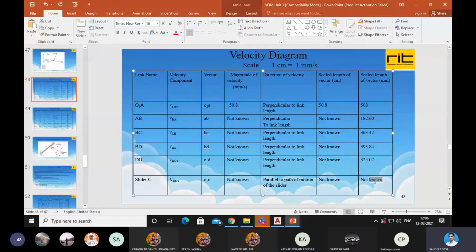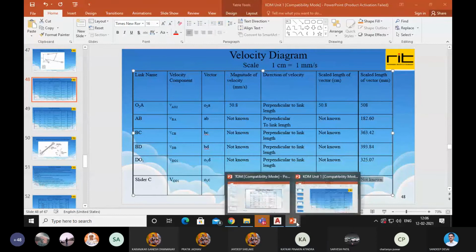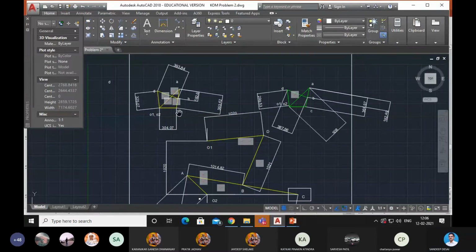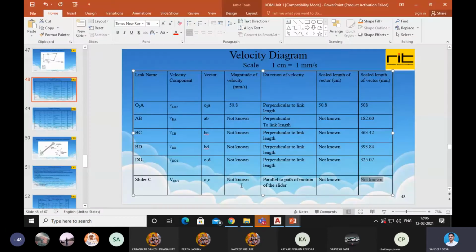And finally the slider remains. What is the vector of the slider? The slider is here, and its velocity is always with respect to the fixed point. So it is C and the fixed point, so it is CO1 or CO2. I have already written it here. The vector that represents the velocity of slider C is O1C. So how much is O1C? 304.07.